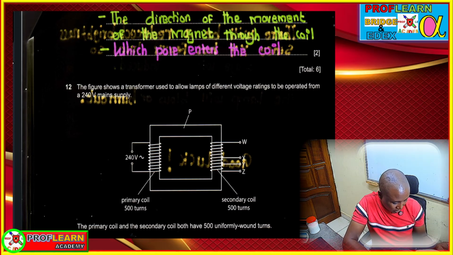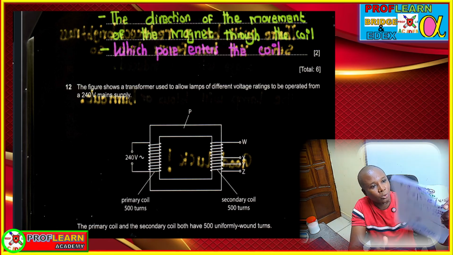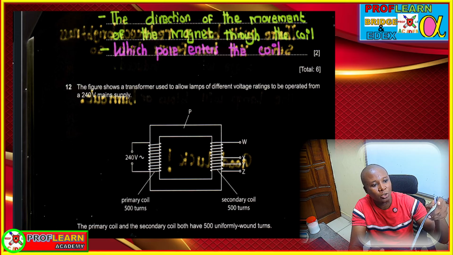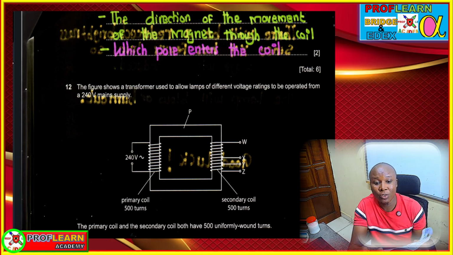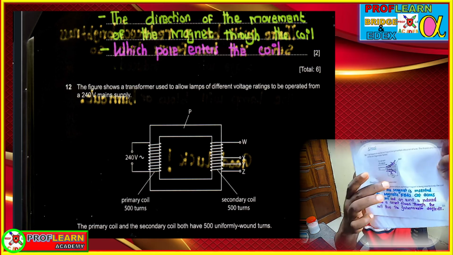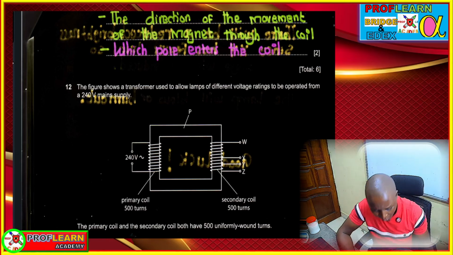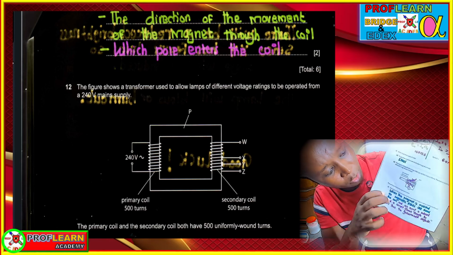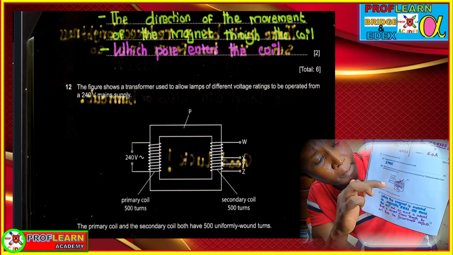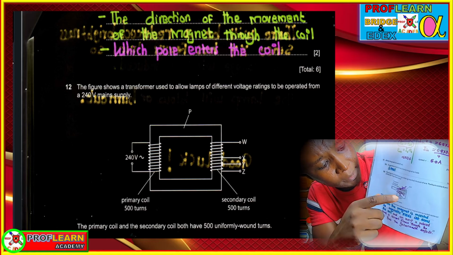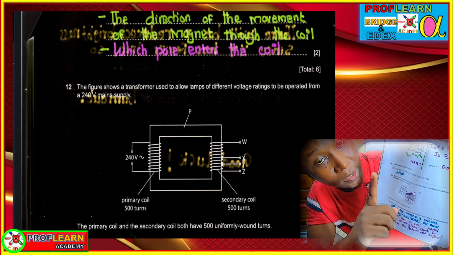But before that, on this question, you are asked to explain what determines the direction of the galvanometer deflection. What determines this? The first thing you need to consider is the motion. In which direction is the magnet moving? The movement determines the direction. If it's moving in, the direction will be different from when it's moving out.